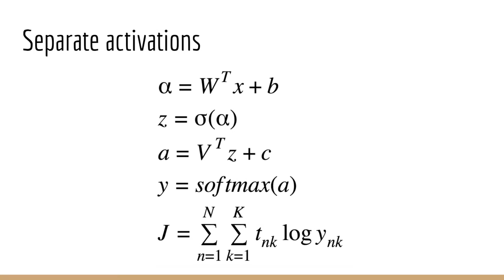As before, it's convenient to have a variable to represent the activations at each layer, which is the value before we apply the activation function. Let's use A for the output, just like we did before, and let's use alpha for the hidden layer. So now our equations become alpha equals W transpose X plus B, Z equals sigma of alpha, A is V transpose Z plus C, Y is the softmax of A, and J is the cross entropy as usual.